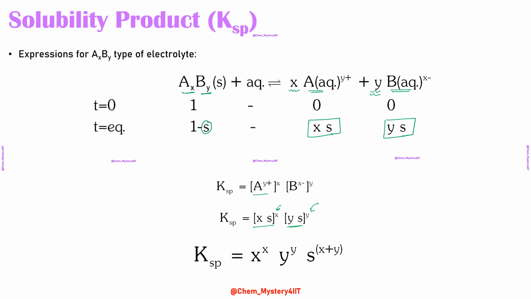Expanding these terms, we'll be having X raised to power X, Y raised to power Y, and S raised to power X plus Y. That is how the KSP expression for any binary salt can be represented. If you know the value of X and Y, we can substitute and we can find the answer.